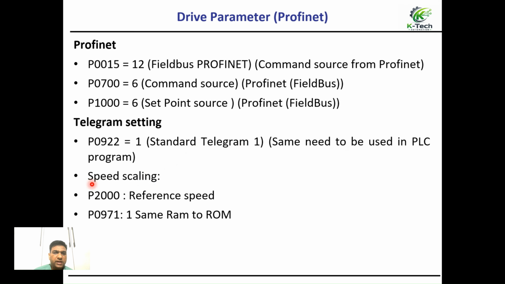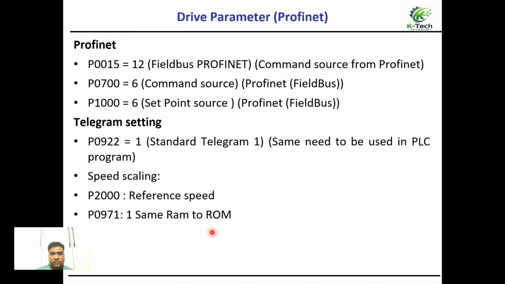Speed scaling: P2000 is the reference speed. And P0971 is to save this parameter from RAM to ROM. Whenever you set this parameter, when the drive goes through power off and power on, if you do not save it in the ROM, it will definitely be set back to the previous value. So do not forget to save in the ROM. This is also very important.